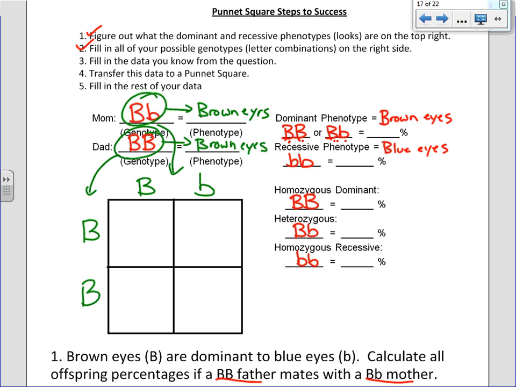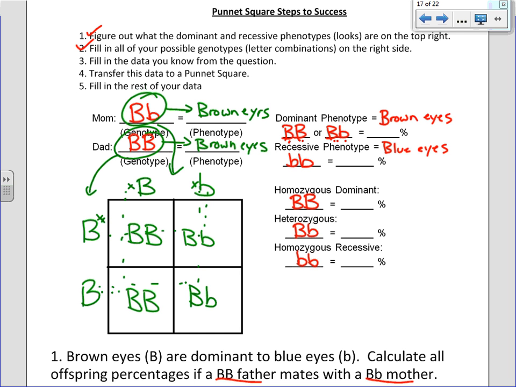Now we just line up our boxes. There's a big B right here and a big B right here. So in this box, it's big B, big B. There's a little b here and a big B here. So we have big B, little b. There's a big B up here and a big B there. So we have big B, big B. And last but not least, we have a big B over here and a little b over here, which means we have big B, little b.